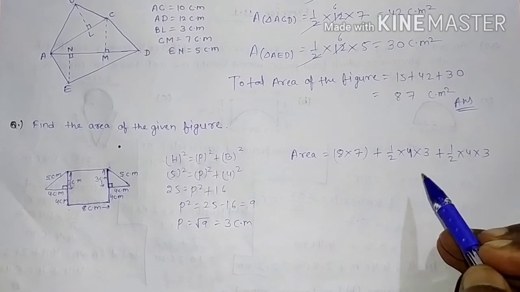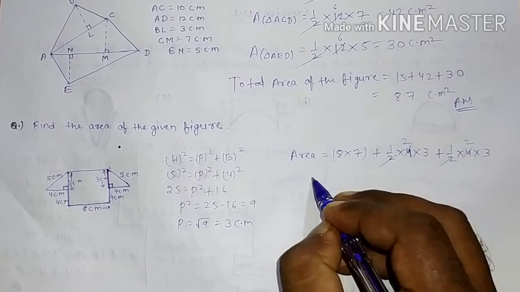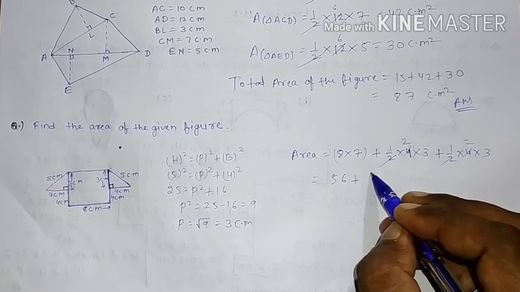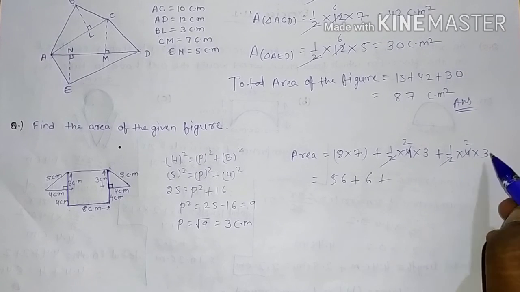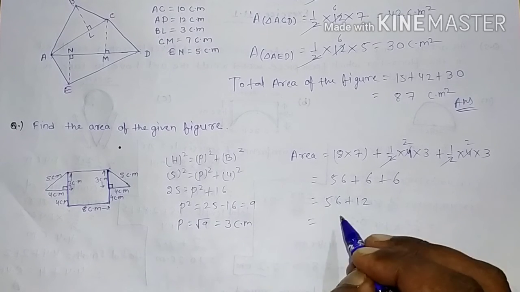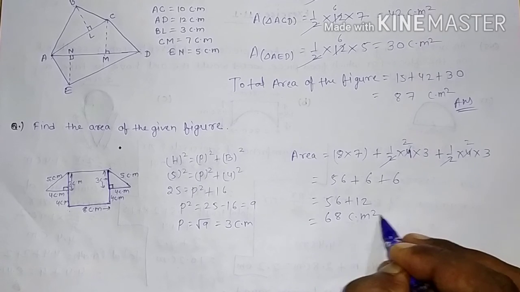Now just simplify it. 2 twos are 4, 2 twos are 4, 8 sevens are 56, plus 2 threes are 6, plus 2 threes are 6. That is 56 plus 12. So 68 centimeter square, and this is the answer.